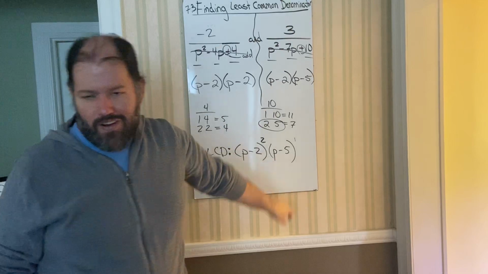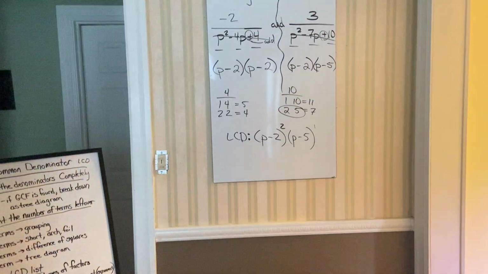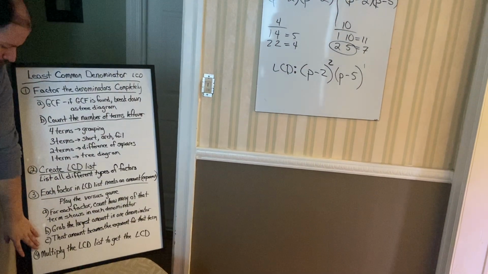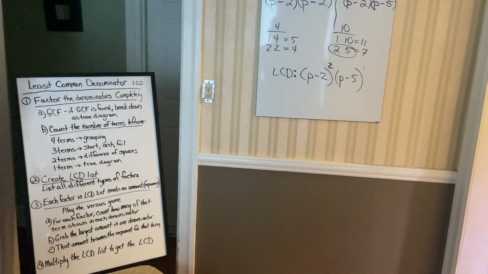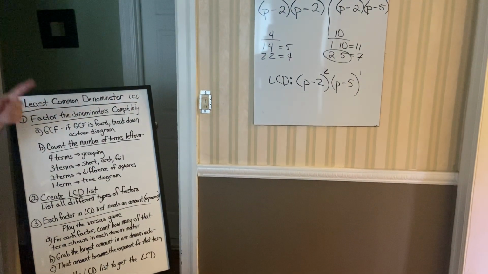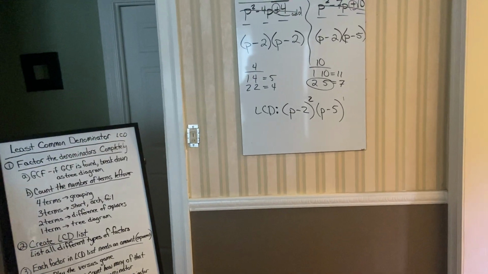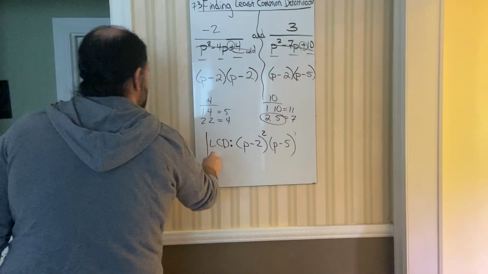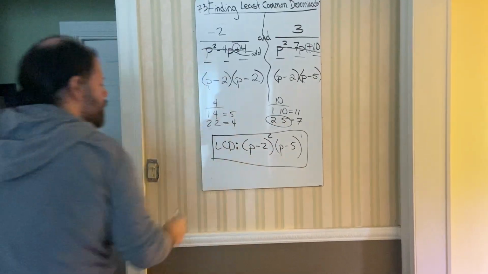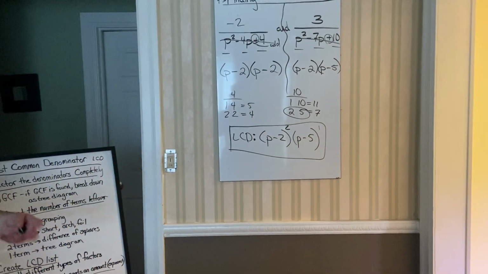Now, when they are binomials, I do not multiply them out. I only multiply them out when they were monomials. But when they're binomials, I would leave my final answer like this. So this is how to find the LCD when you have trinomials instead of monomials.